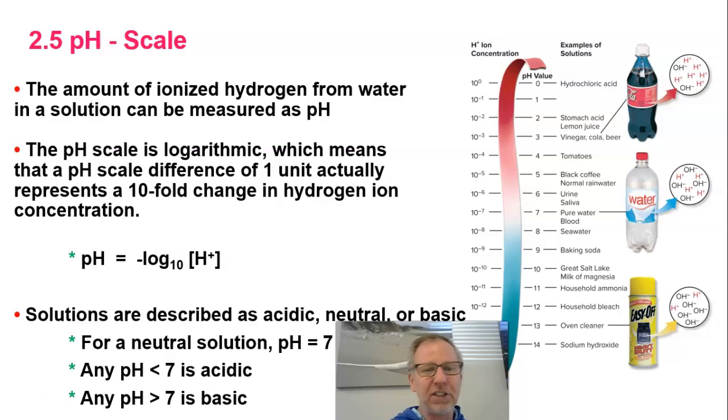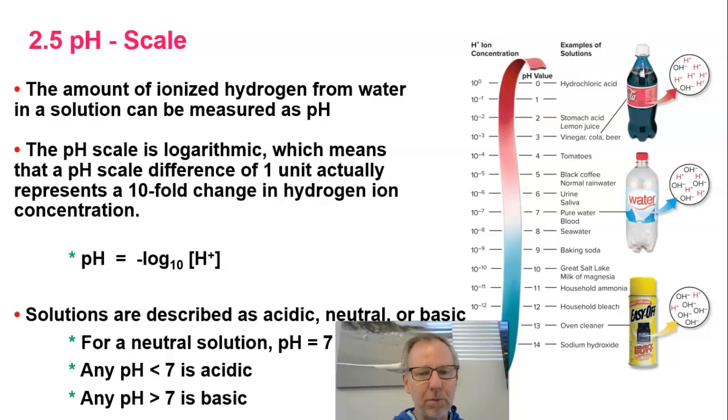Now, another thing is describing the pH of solutions. We use the terms acidic, neutral, and basic. If a solution has a pH of 7, that means there's an exactly equal number of hydrogen ions and hydroxide ions, a 50-50 mixture, and we call that pH neutral. If a pH is less than 7, then we describe it as acidic. And by the way, if it's less than 7, that means the hydrogen ion concentration is higher than the hydroxides.